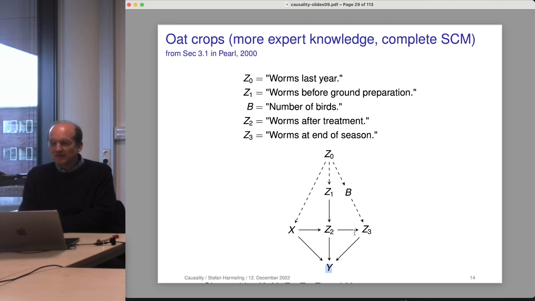However, there are other interesting variables, some of which I might not be able to see. So there might be the number of worms last year. And this variable might influence whether the farmer is bringing out this special treatment or not. And the number of worms last year might also influence the number of worms this year. It might also influence the number of birds, and the number of birds might also influence how many worms I have.